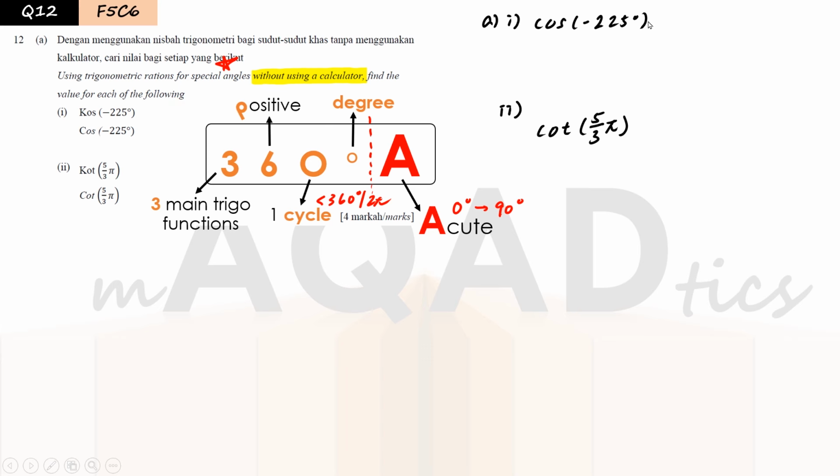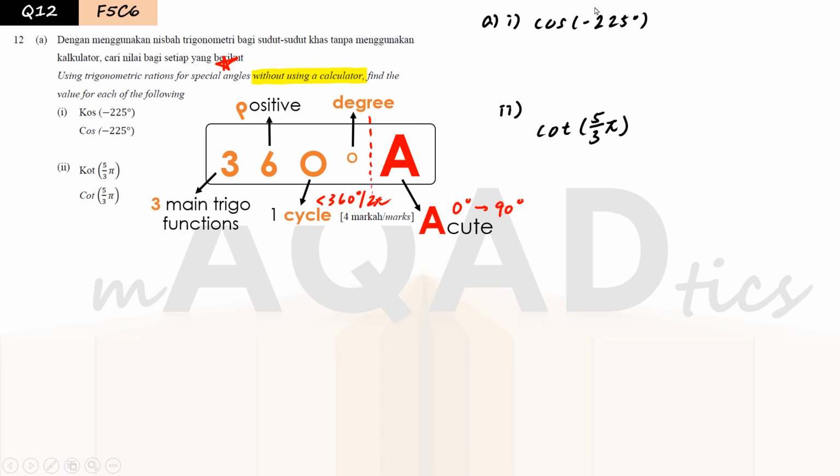So let's go to the first value here. Let's see whether this value satisfies all 4 criteria, and go through them one by one. The first one, 3, stands for the 3 main trigo functions, and the trigo function here is cos, which means we have satisfied it because this is one of the 3 main trigo functions. So we can go to the second one, which is 6, which is also P, which stands for positive.